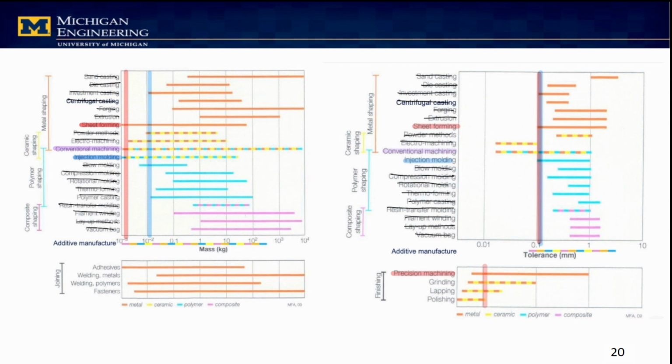For the spout, neither of the primary processes meet this. So we opted to go for sheet forming and then go for precision machining to bring our piece down to tolerance. And this really solidified our decision to make the piece out of steel, so that it is some type of metal so that we can bring it down to a tighter tolerance.